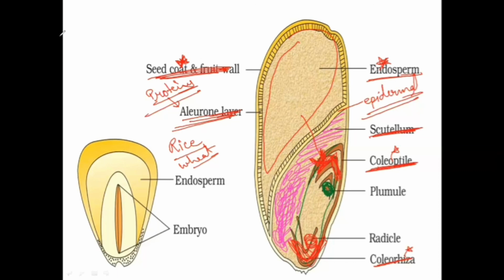We are left with one point, the examples of the persistent nucellus. One is black pepper, sorry, not bell pepper, black pepper. This is one important example of perisperm. Clear? So this is all about the seed formation in plants, the monocot seeds and the dicot seeds.